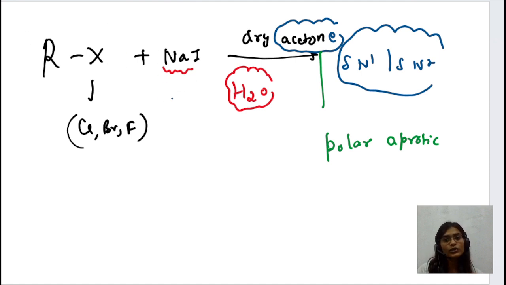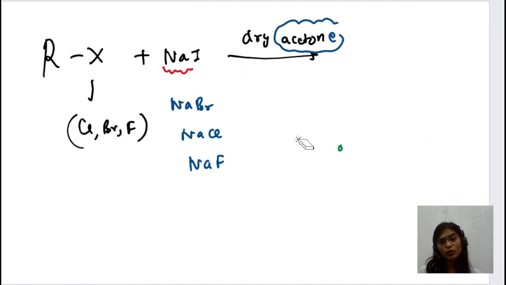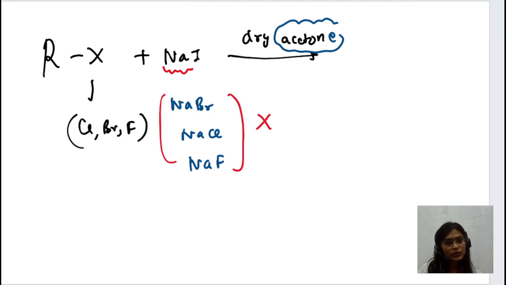Why are we not using NaBr, NaCl, and even NaF, and why are we using only NaI there? The answer is very simple. Do you know what is going to happen in this case? You are using acetone, and this NaI is soluble. Listen, this is the answer to the question of why we are using only this and not all three. The answer is that NaI is soluble in acetone.